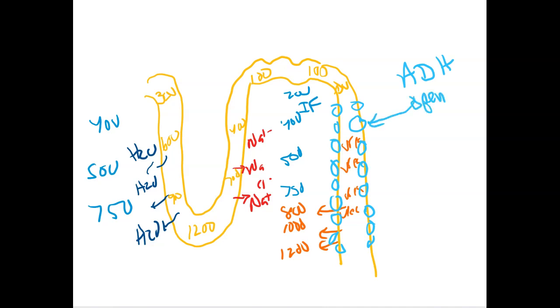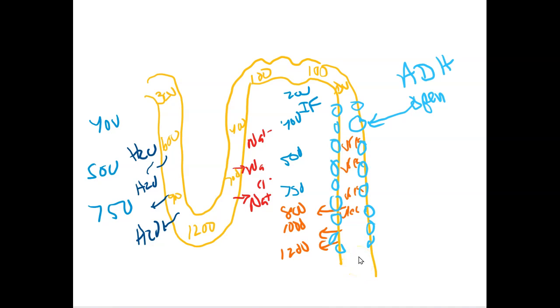Now, what if I don't release ADH? No big deal. It comes in at 100. Very, very watery. If the aquaporins aren't open, it can't leave. So it just leaves at 100. That's pretty dilute urine. That's very close to water.